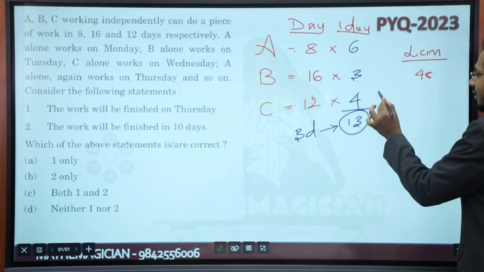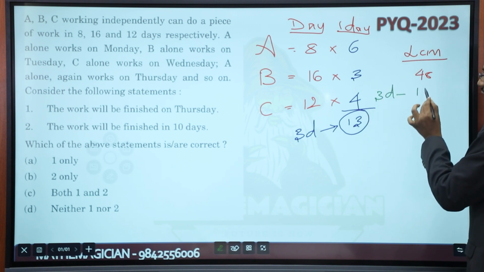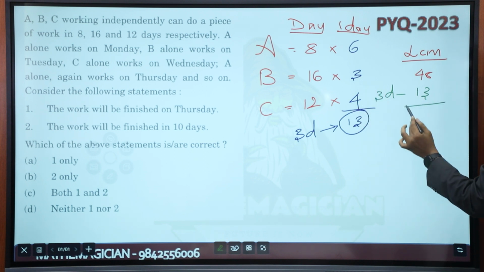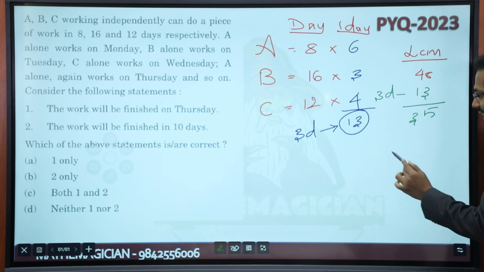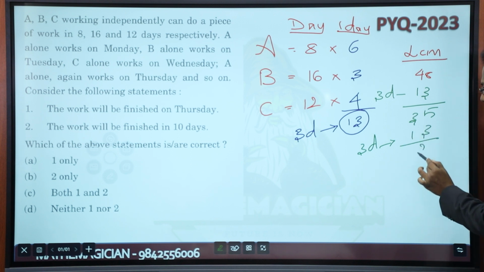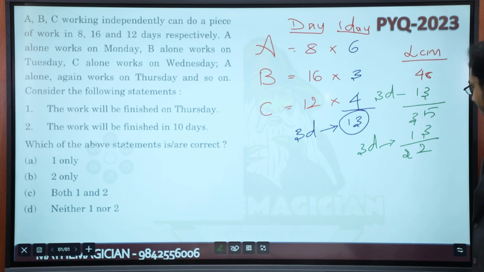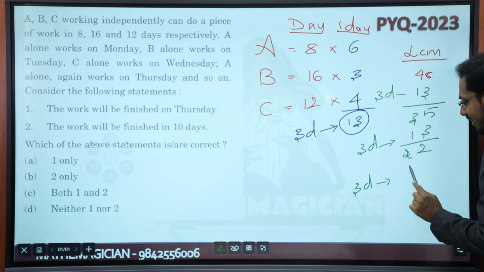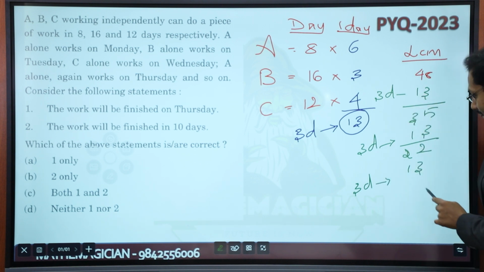In the first 3 days, they completed 13 chocolates. First day A, second day B, third day C. So 13 chocolates were completed, and the remaining is 35 chocolates. In the next 3 days, again they will complete 13 chocolates, so the remaining is 22 chocolates. If I give another 3 days, again 13 chocolates are completed by these 3 people. So 22 minus 13 is 9. Now the remainder is 9 chocolates.